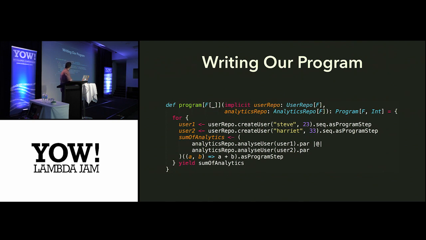We then create Harriet, and then we do analytic steps on both of them, but we do them in parallel. So we choose to run this in parallel by calling this .par, and then combining these things to say this runs independent with this, and then we say we just want to add whatever the analytics results are together, just for simplicity for now. And then we lift this whole thing into a program step.